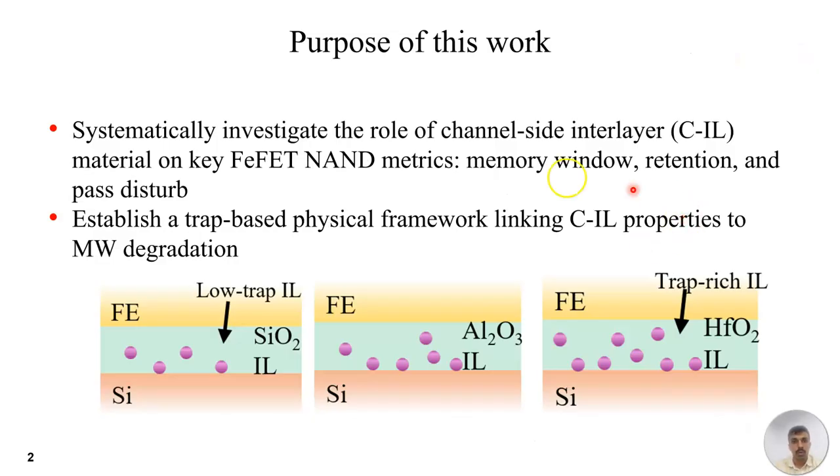The purpose of this work is twofold. First, to systematically investigate the role of the channel-side interlayer on the key Fe-FET NAND metrics, such as memory window, retention, and pass disturb, and understand how the different trap densities and different CIL materials affect the Fe NAND performance. Second is to establish a trap-based physical framework linking the CIL material properties to memory window degradation and reliability behavior.